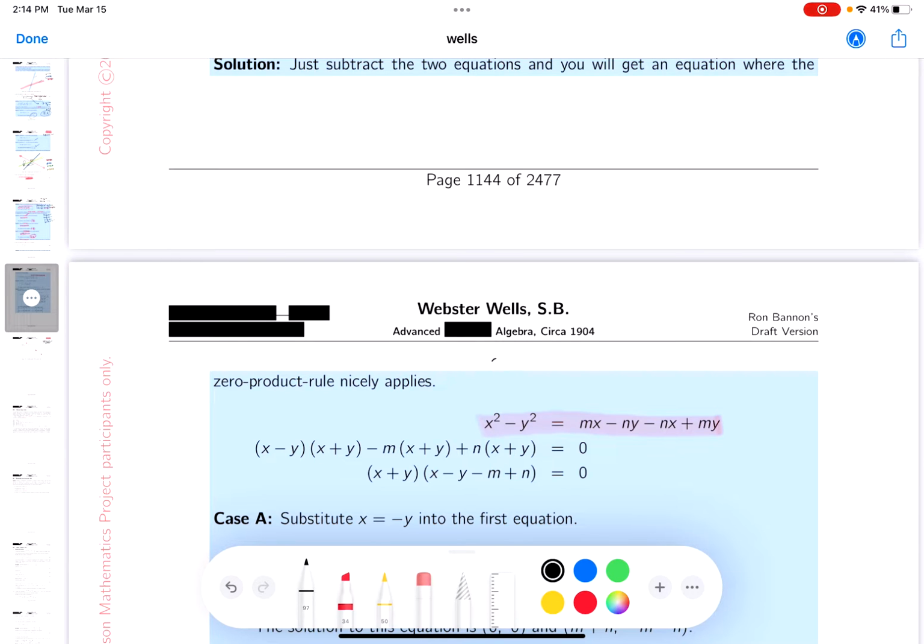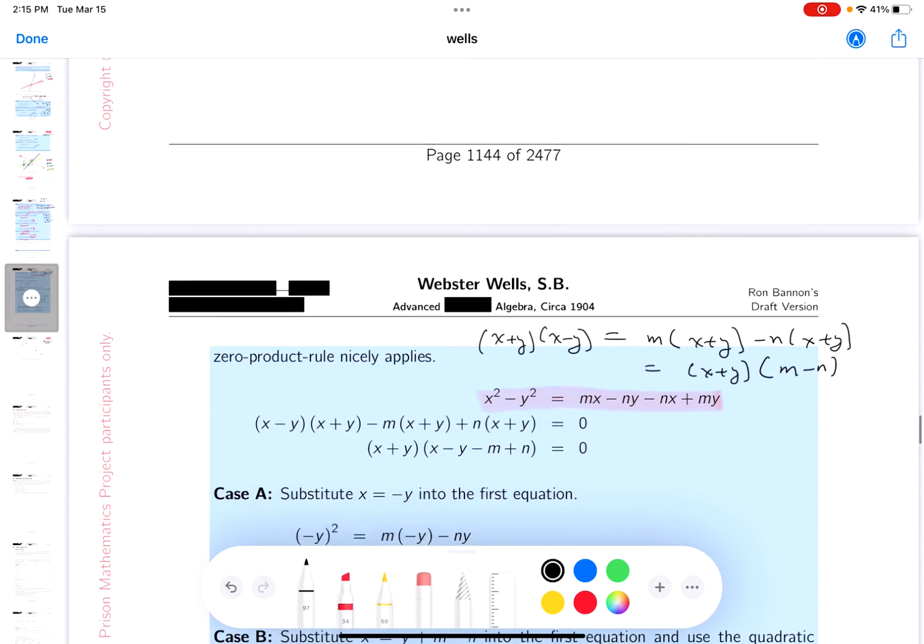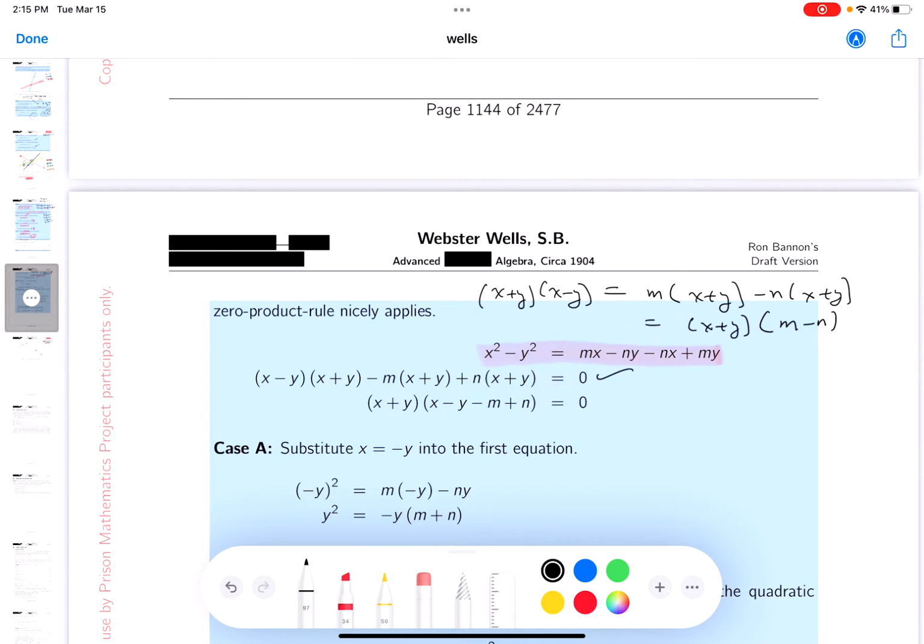The left-hand side factors x plus y, x minus y. And the right-hand side, it looks like it's going to factor if I rearrange it. So I'd say m, and then I'd have x plus y. And then I'd have minus n, and that looks like x plus y again. So what does this side factor to? x plus y times m minus n. And I bring it to one side so I can use the zero product rule. And what would you get? You get this line over here. Does that take work to get there? Yeah, it does. It takes work to get there.